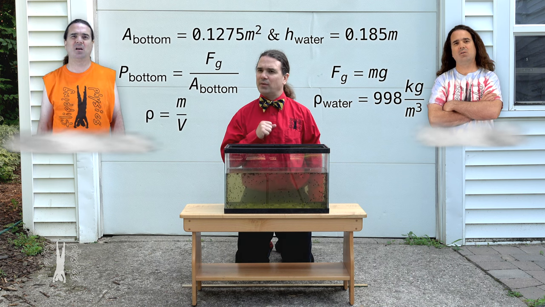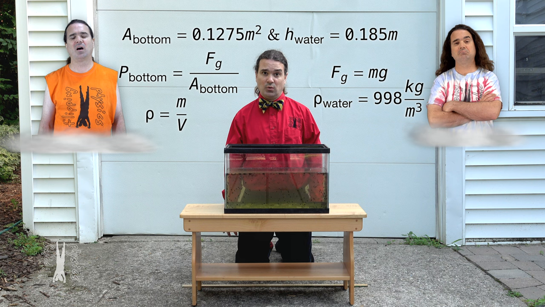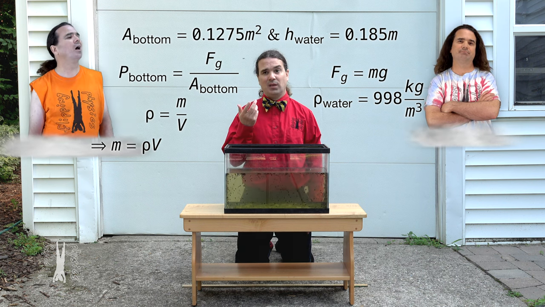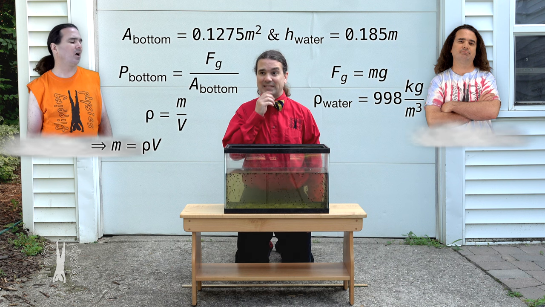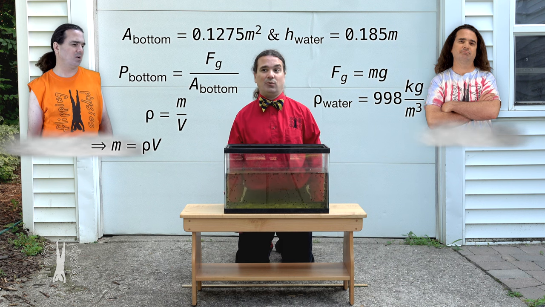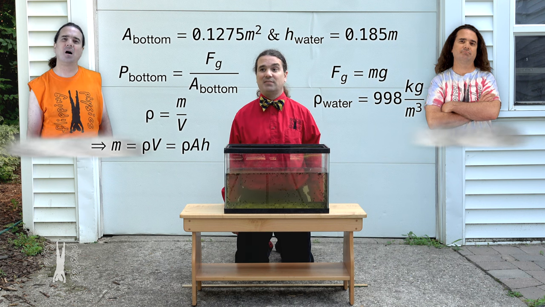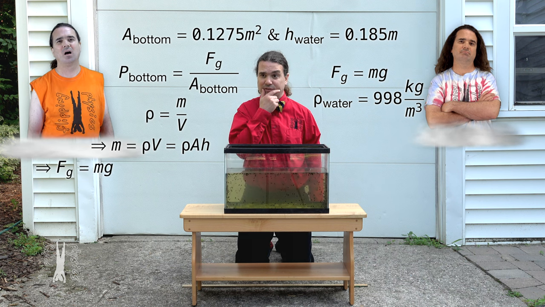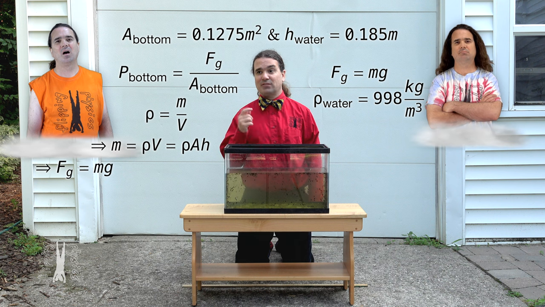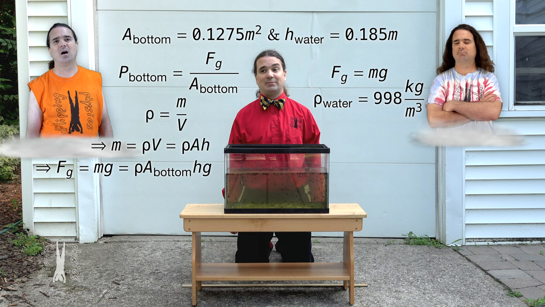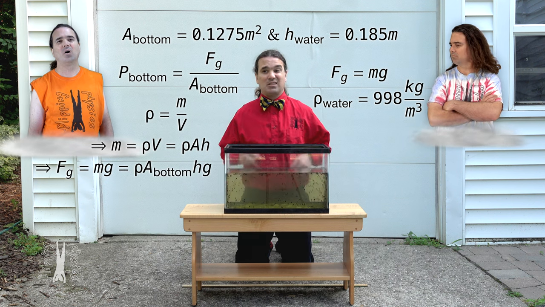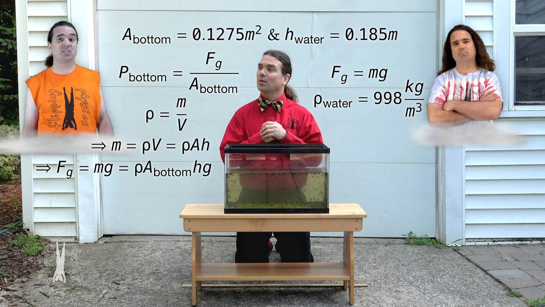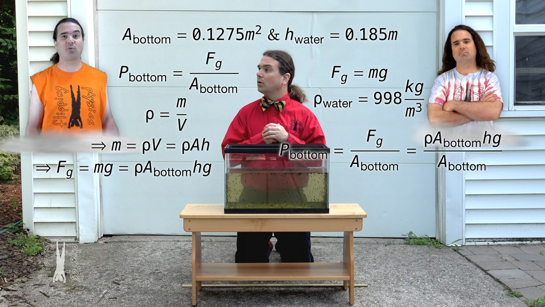We know density equals mass divided by volume. We can rearrange that to get mass equals density times volume. And the volume of the rectangular box of water in the tadpole tank equals the area of the bottom times the height of the water. And we can substitute that back into the equation for the force of gravity to get force of gravity equals the density of the water times the area of the bottom of the tank times the depth of the water times the acceleration due to gravity. And we can substitute that back into the pressure equation.